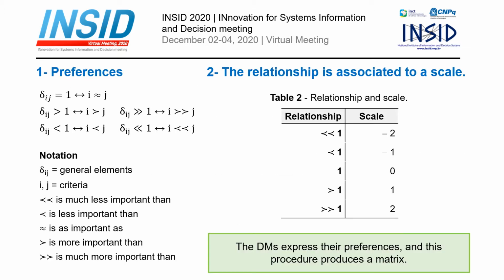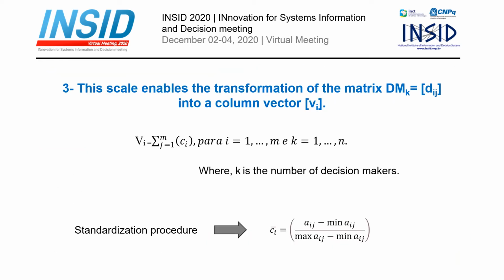This slide shows how the ELECTRE MoR method establishes preference. Considering this notation for general elements, criteria, and the relationship is as important as, is less important than, is much less important than, is more important than, and is much more important than, the relationship is associated to a scale. Thus, decision makers express their preference, and this procedure produces a matrix. This scale enables the transformation of the matrix into a column vector. K is the number of decision makers, and this is the standardization procedure that we have adopted.